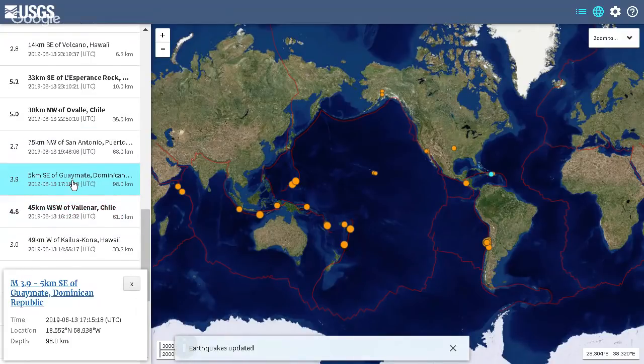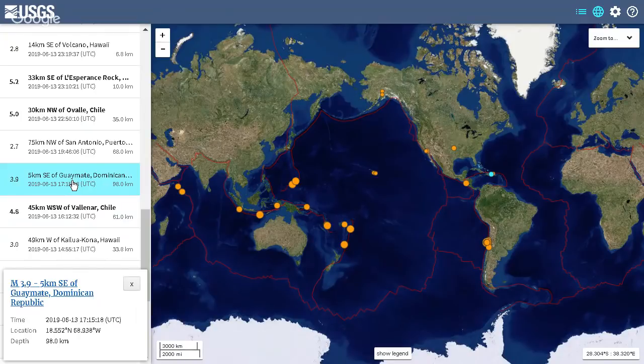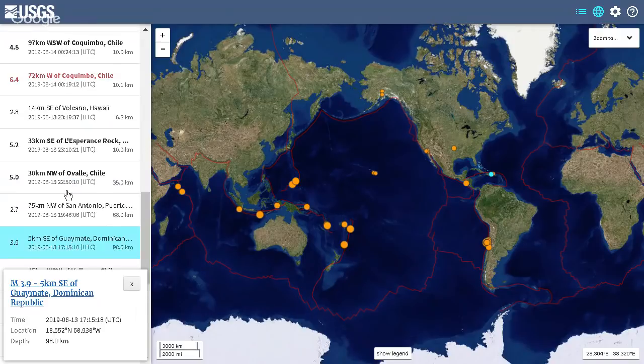Here's a 3.9 in Dominica, heads up Caribbean for a larger quake at the surface. 98 kilometers is pretty much Bolt Echo depth. Watch out for a low level 4 magnitude quake at the surface.